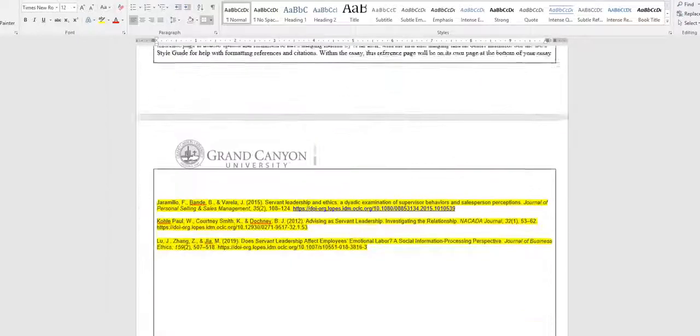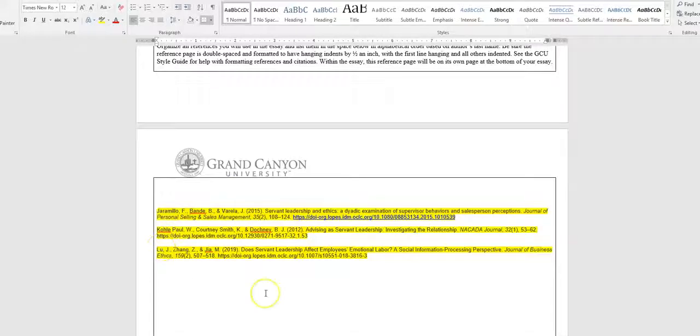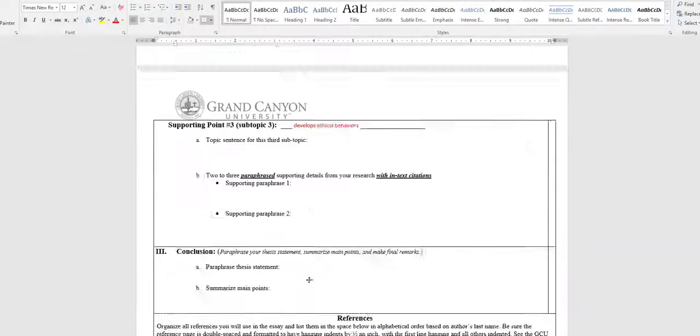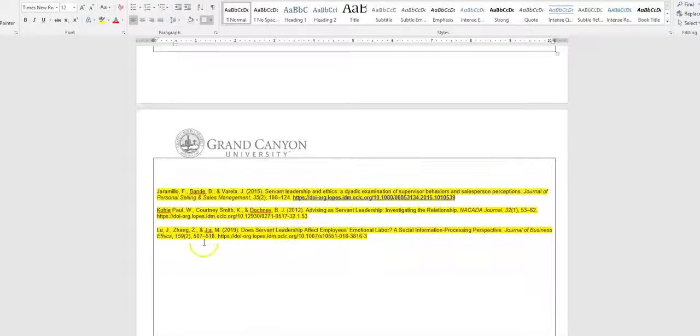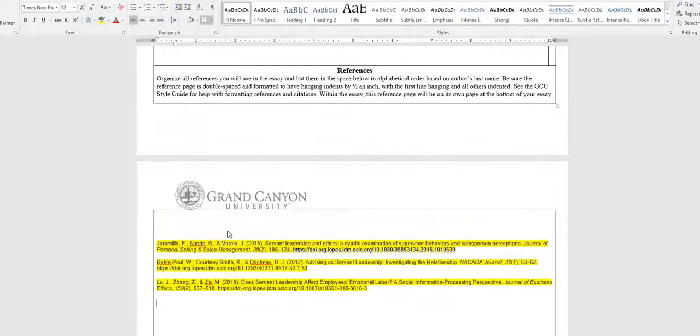Here's the thing. When you come down to your references, I have them in alphabetical order. I did use this one first, I believe. Let's see, which one did I use first? Yeah, the Liu, Zhang, and Jia. But that doesn't mean I put it first here. I have to put this in alphabetical order. Notice how I have it in alphabetical order. So it's pretty simple.